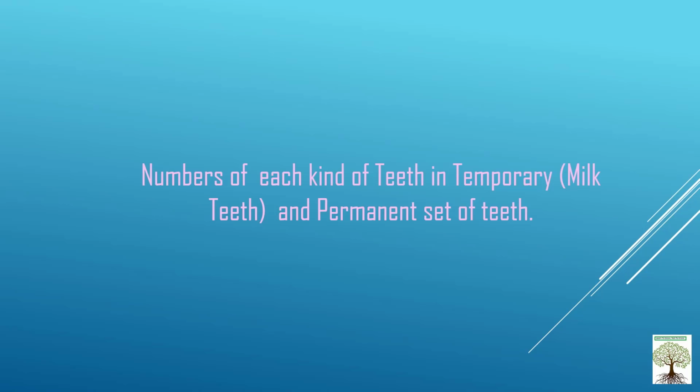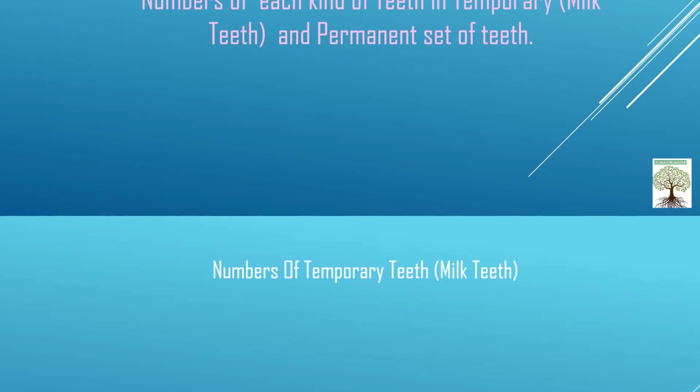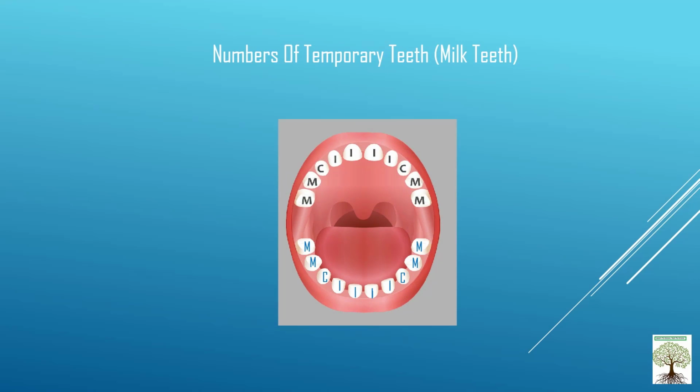In this session we will learn about the numbers of each kind of teeth in the temporary set and permanent set of teeth. So in the temporary set of teeth, I denotes incisors, C denotes canines, M denotes molars. Incisors are 4 in each jaw in temporary teeth. Canines are 2 in each jaw. Premolars are absent in the temporary set of teeth. This is very important. Premolars are absent in temporary teeth.